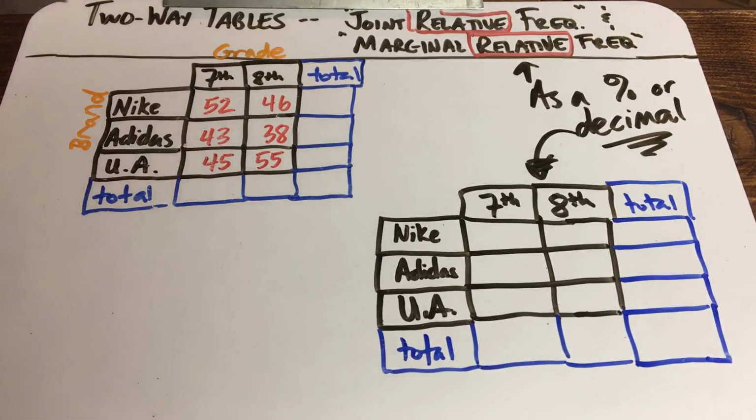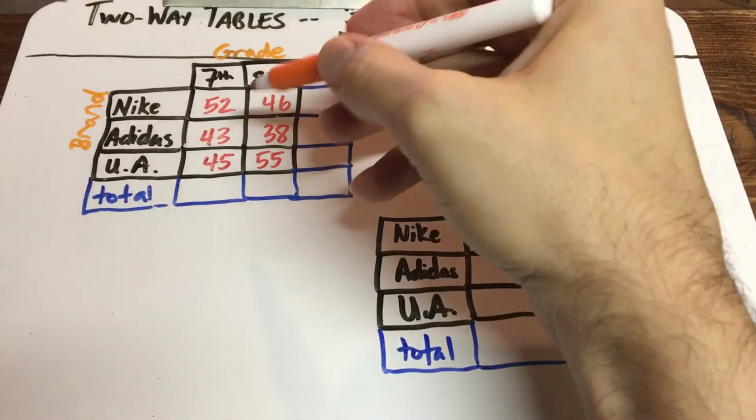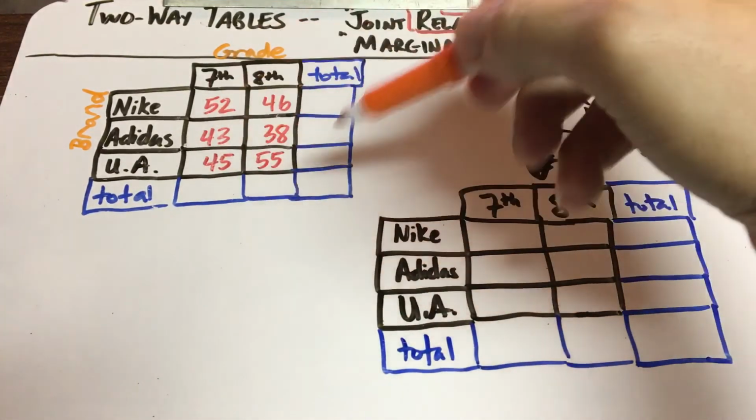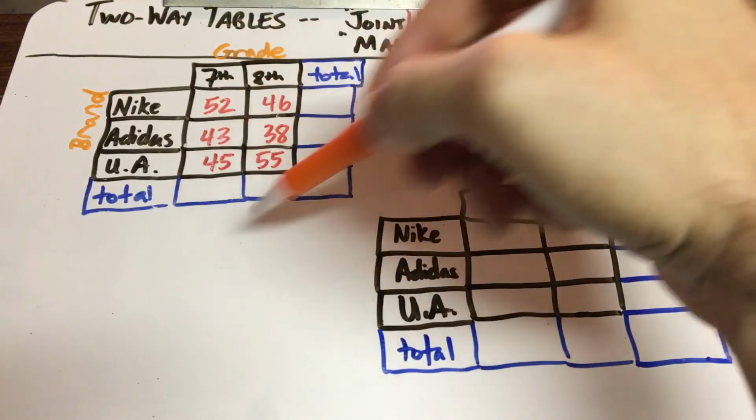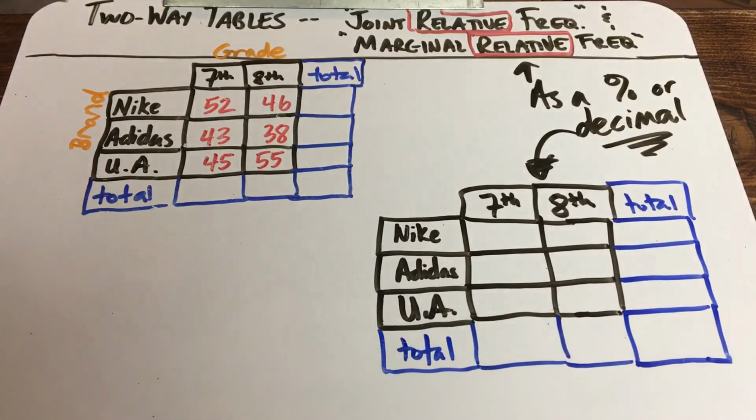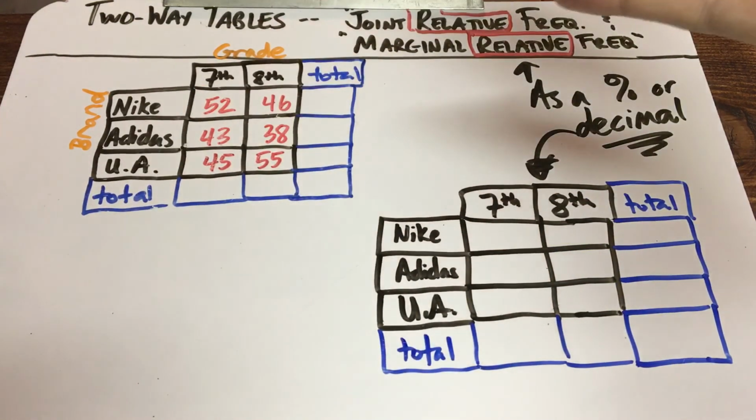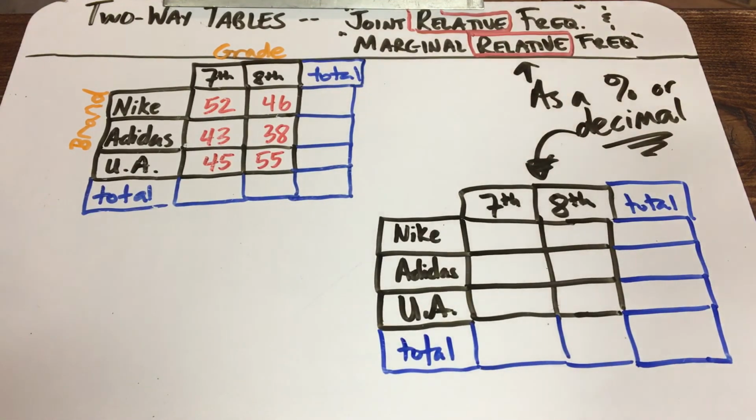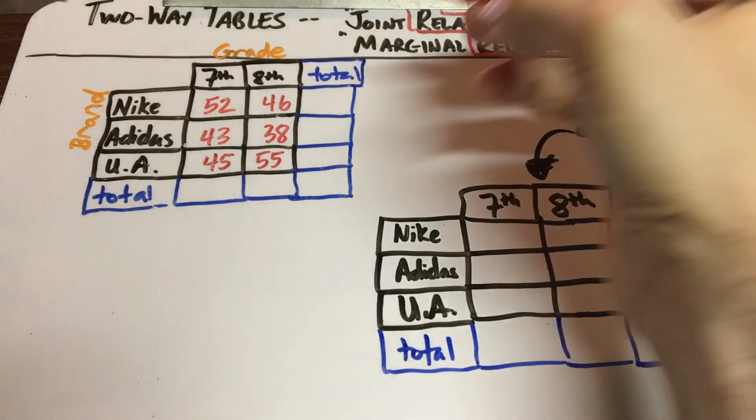Before we can do it as a decimal or as a percentage, we just need to figure out the regular numbers, right? So if I go over here, this is going to be my original two-way table. And I'm going to fill this out just like we did the first one. I'm not going to try to do everything all at once. I just want to make it nice and easy and simple. We're going to do this just like normal.